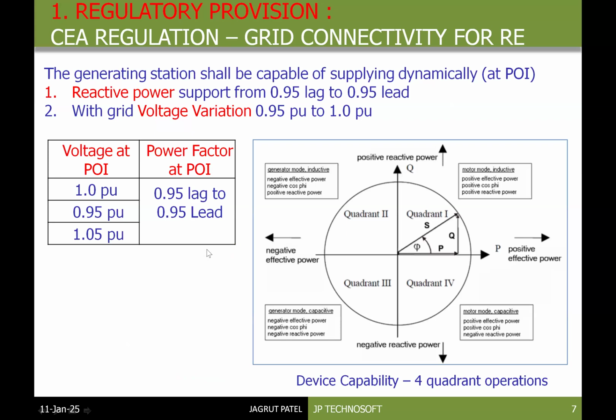The voltage that every RE developer has to maintain should be in the range of 0.95 to 1.05, that means plus or minus 5%. Even whatever voltage fluctuations are happening on the grid side need to be taken care of by this RE developer. This is what the regulation says. With power factor in the range of 0.95 lead to 0.95 lag. That means they have put the clause on RE developers to have four quadrant operations.